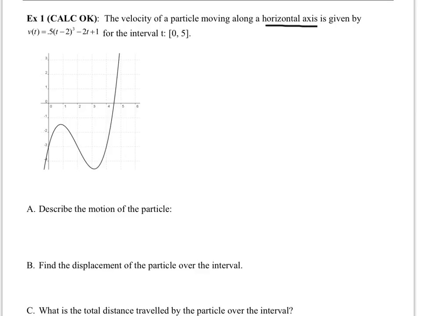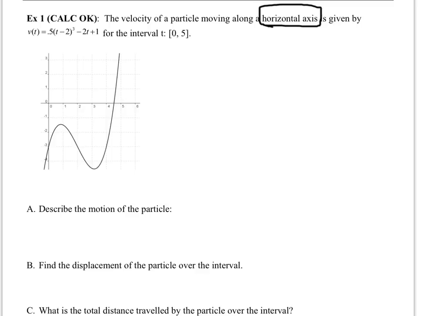The horizontal axis is just identifying to us that this is not going to be going in circles or any kind of two-dimensional motion. We're just talking about one direction, okay? So it's given by the equation v of t equals 0.5 times the quantity t minus 2, cubed, minus 2t plus 1, and it's over the interval from 0 to 5.